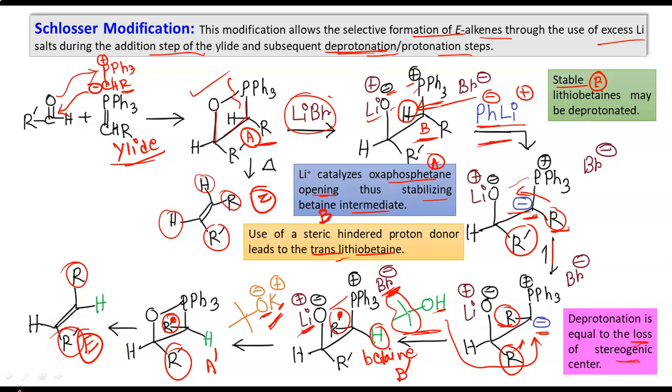So this is known as the Schlosser modification, where we use excess lithium salt, though you can see from the mechanism that it is not just LiBr. We have also used a strong base. After that a sterically hindered proton donor, which is tertiary butanol. After that we also use a sterically hindered salt, potassium tertiary butoxide. So I hope the purpose of using all these reagents is clear, and how they modify the original Wittig reaction, which is known as the Schlosser modification.